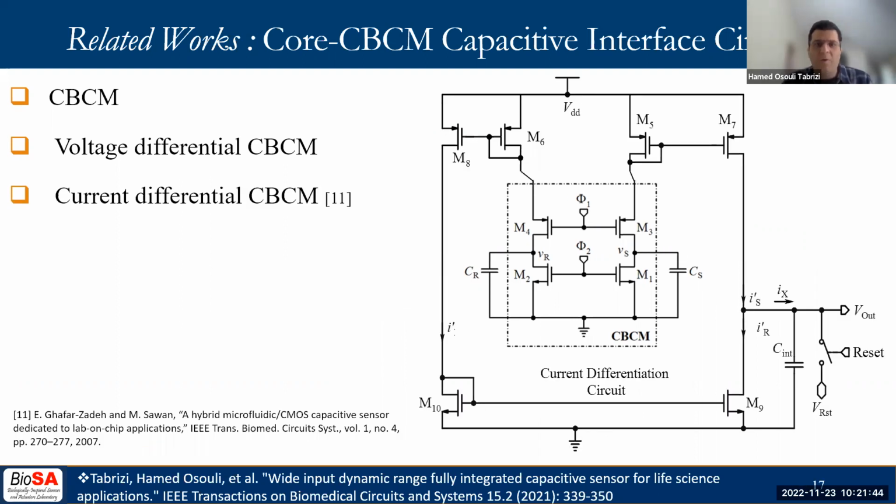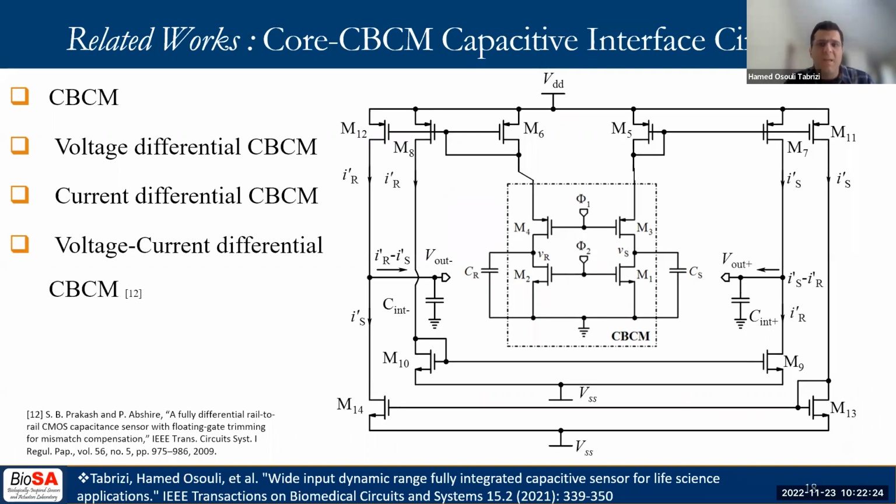To improve the dynamic range of the previous circuit, another current mirror composed of M9 and M10 has been proposed to be added in this circuit. The added current mirror creates a differential current, and then the differential current gets integrated in a single integrating capacitor, or Cint, here. The result has shown increase in the dynamic range due to eliminating offset or common mode voltage. This circuit is named current differential CBCM.